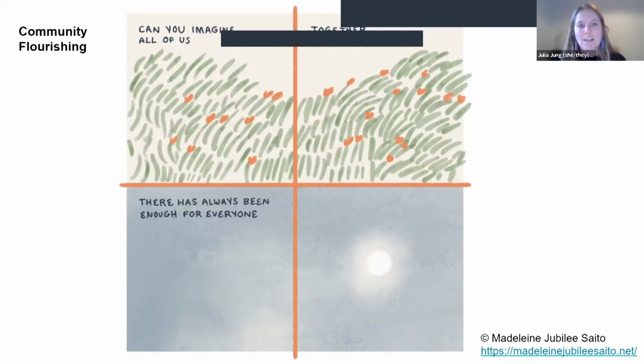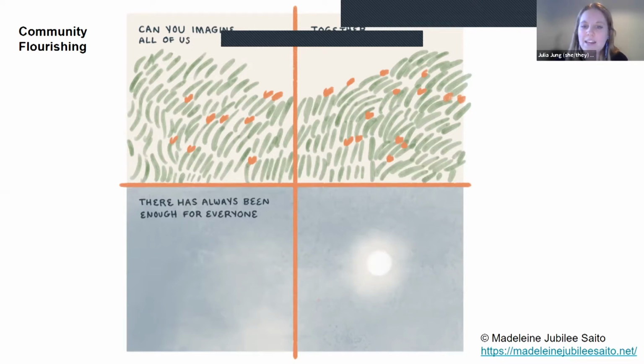So this whole idea of community flourishing, I think this comic captures it really well. They're from Madeleine Seto, and I think that captures this idea. So just thinking, can we imagine a community situation where we feel safe and cared for, there's enough for everyone to get by, and enough for us not to just get by, but to actually have a good life together and enjoy being together. Basically, that's the whole idea of community flourishing.